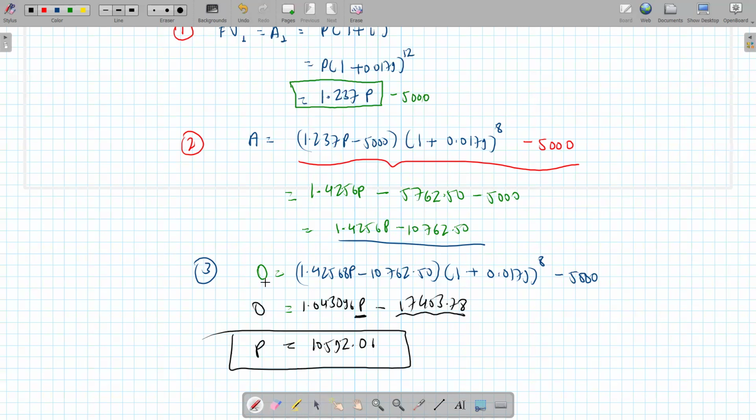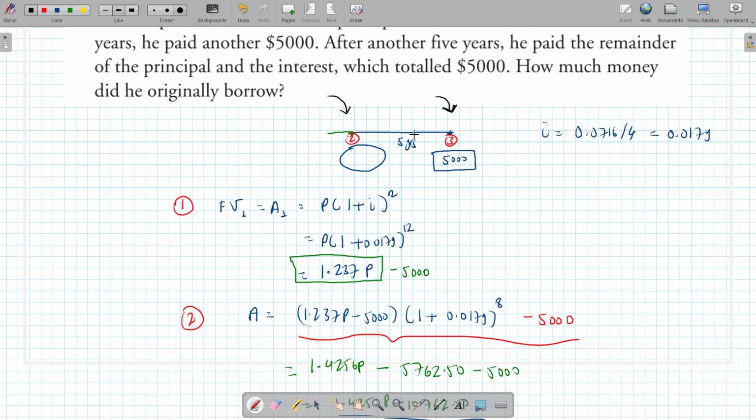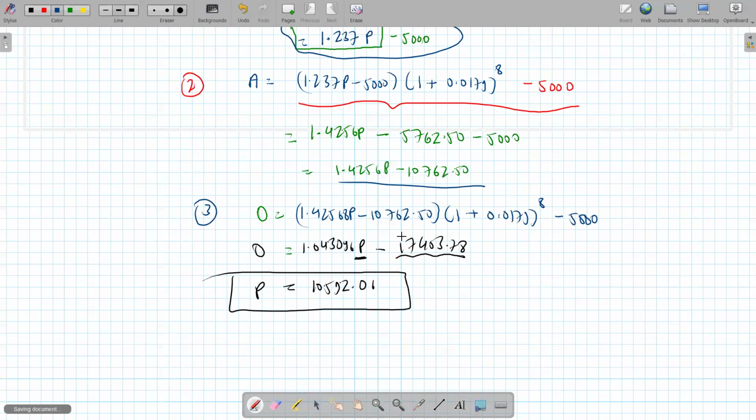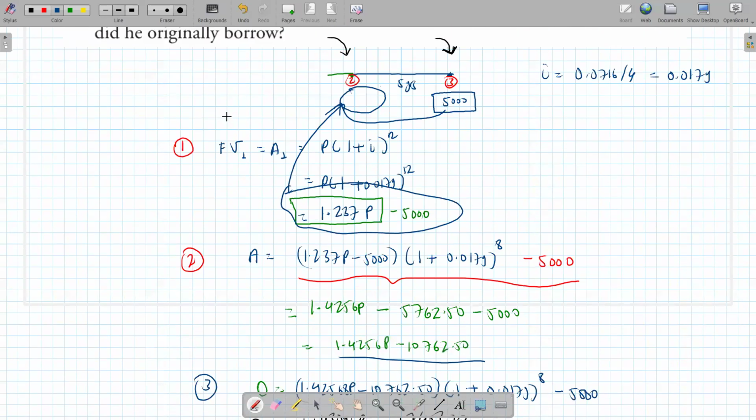So this one was complicated for sure because it was a 3-parter. The principal changed from one point of time to the other. So the thing you do is that you find your amount at that time, and that becomes your principal, and you carry that forward from one point to the next. So his initial money was 10,592.06. Does this kind of make sense? This was definitely complicated.